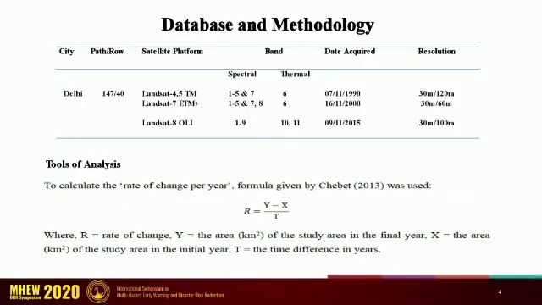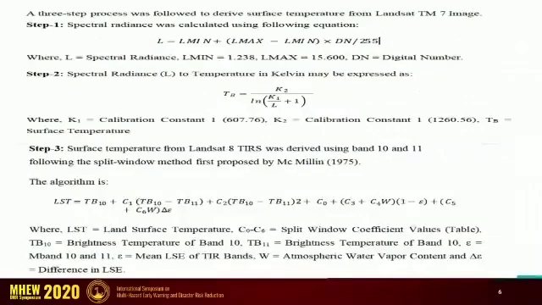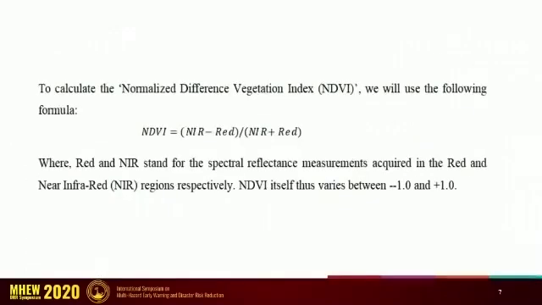This is the database and methodology adopted for the present research study. The table shows the details of the digital data which have been used for the years 1990, 2000 and 2015. Further, we have used several formulas to calculate different aspects, like the formula to calculate rate of change per year. Then we have carried out the accuracy assessment. After this, we have also used particular formulas to calculate the land surface temperature. And lastly, we have used this particular formula to calculate the normalized difference vegetation index for the period 1990, 2000, 2015.